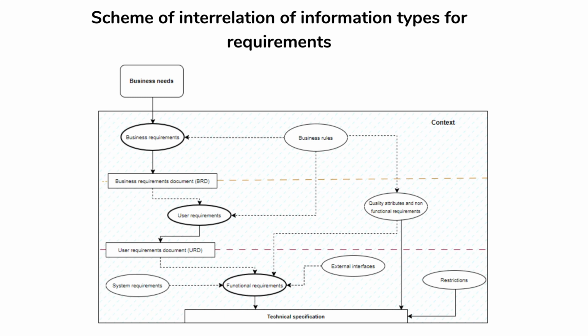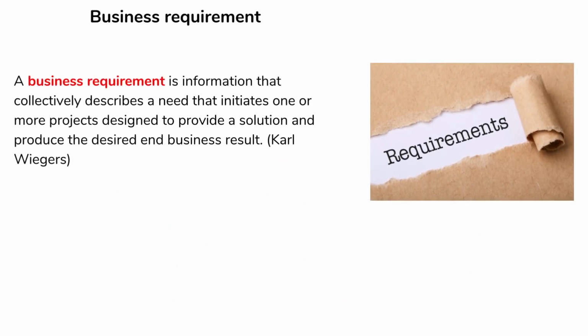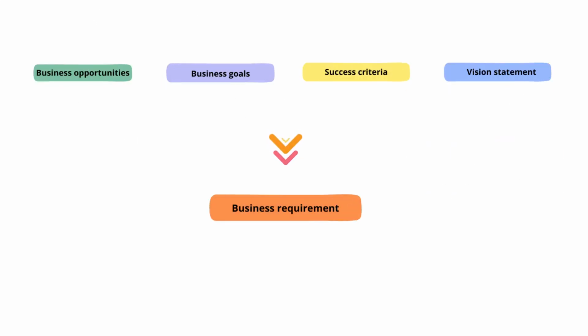The relationship of the several types of information for requirements. Solid lines mean contained in, and dashed lines mean the starting point or effect. In the following videos, we will come back to the next levels of this scheme. A business requirement is information that collectively describes a need that initiates one or more product designs to provide a solution and produce the desired business result. Business requirements are based on business opportunities, business goals, success criteria, and the vision statement. We'll discuss this in more detail in the following lectures.